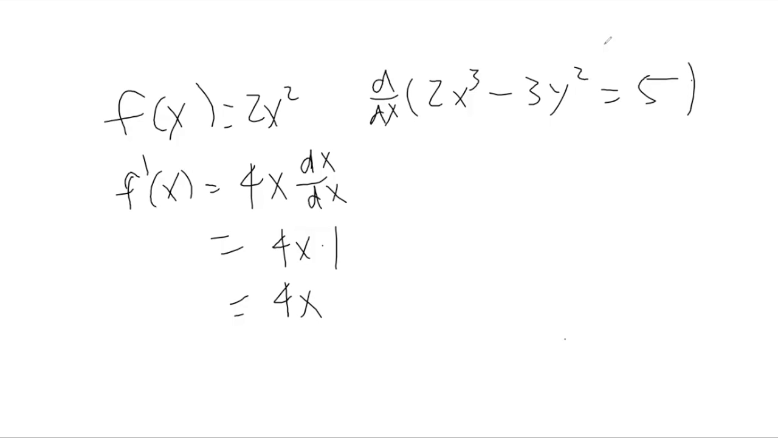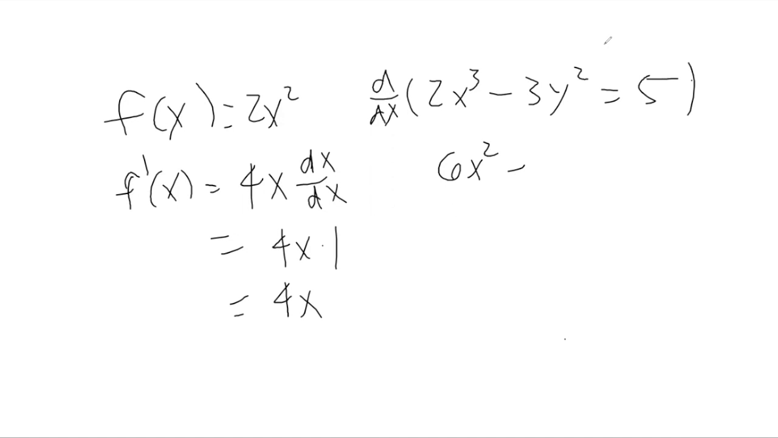First, we take 2x cubed. We take the derivative of that just like normal. So using the power rule, we end up with 6x squared. Now it gets kind of weird when we try to take the derivative of 3y squared with respect to x, because there's a y in there and we're trying to do it with respect to x. The beginning of it is the same. We're still going to apply the power rule just the same.